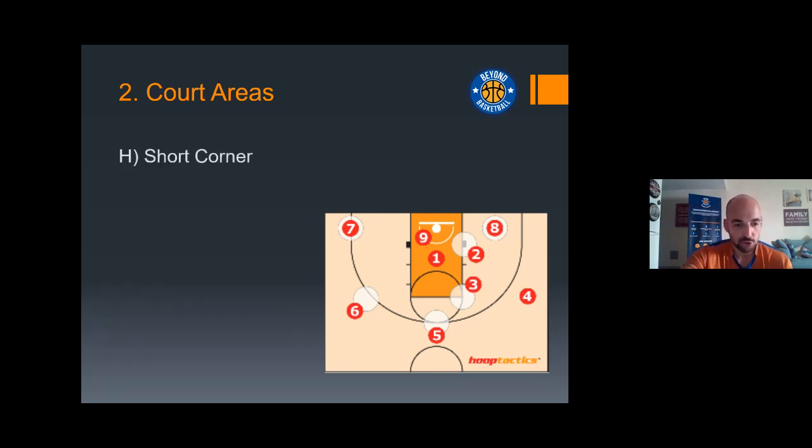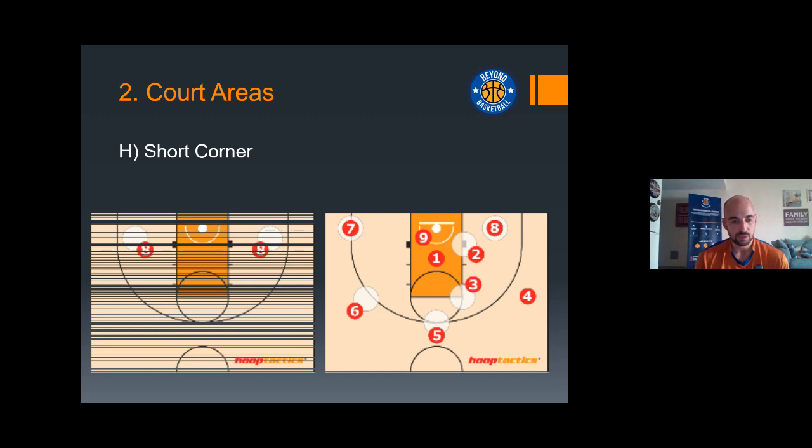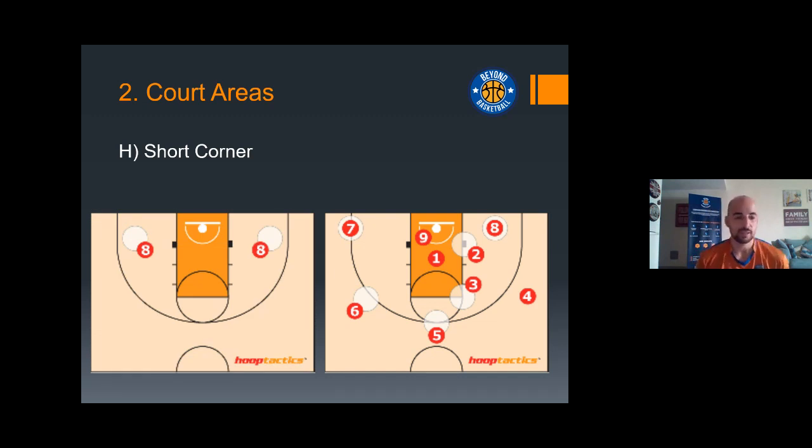Next one will be the short corner area. The short corner area is along the baseline, halfway between the sideline and the lane line. It is a strategic offensive area, especially when the defense plays zone. That means that from that side you will have a lot of shots. If you make some play, you can easily get the ball there and you will have a free shot.